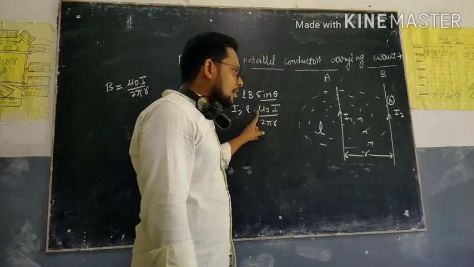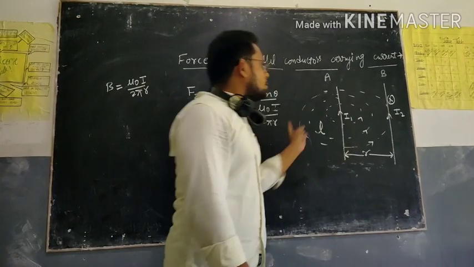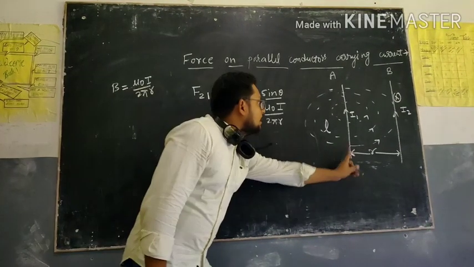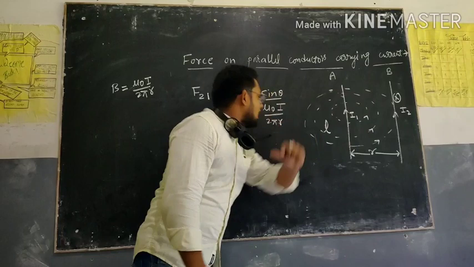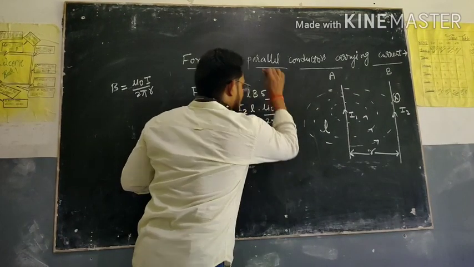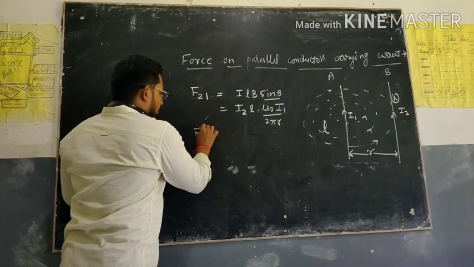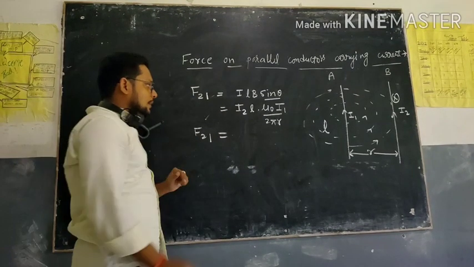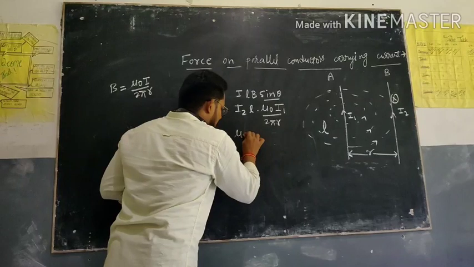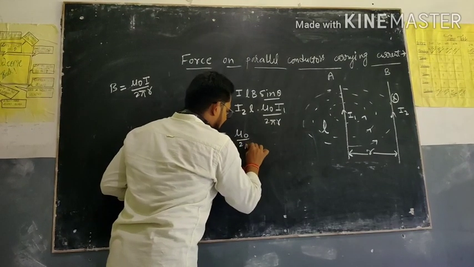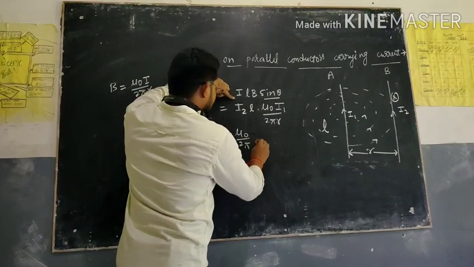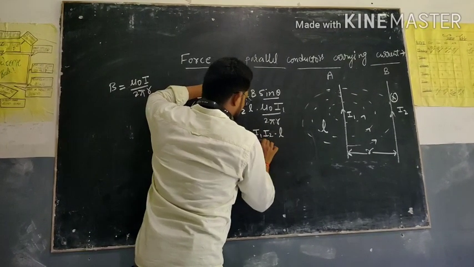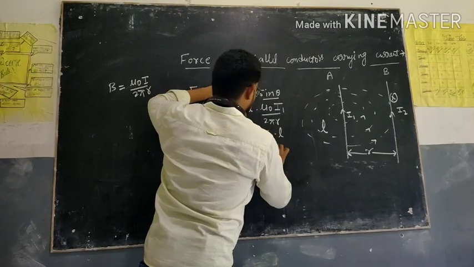Mu naught I. This magnetic field is due to which conductor carrying current? The current in this conductor is I1. So we will write it as I1. We can write the force on the second conductor due to first as mu naught by 2 pi I1 I2 into L by r.